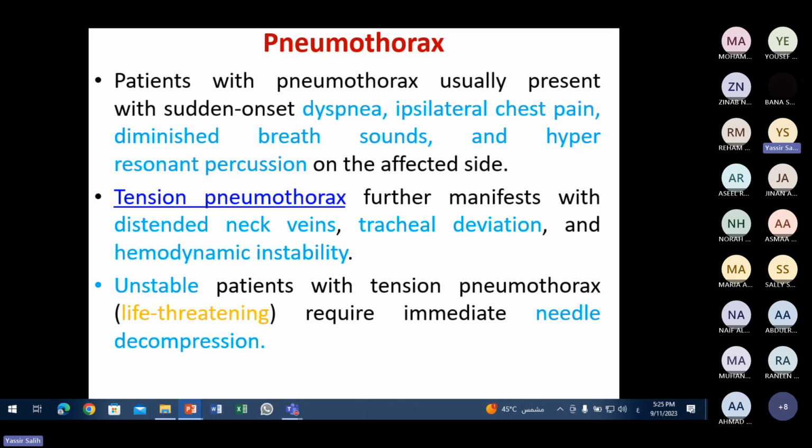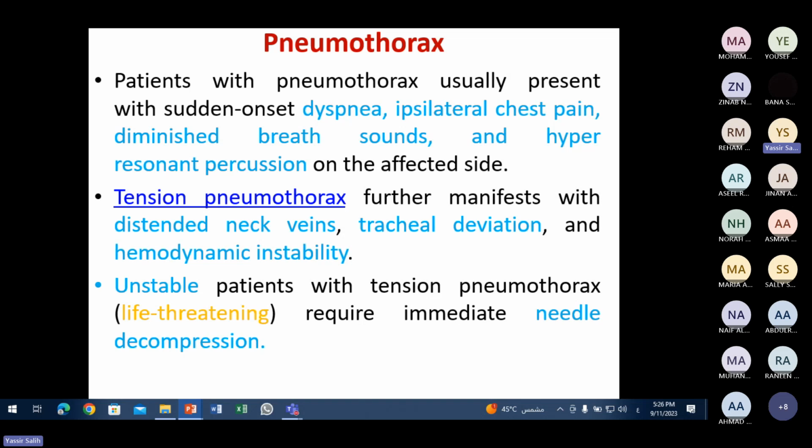Patients that present with pneumothorax usually present with sudden onset of dyspnea. There is ipsilateral chest pain, according to the side. If it is a right side pneumothorax, there will be right side chest pain. If it is in the left, the patient presents with left side chest pain. The patient presents with diminished breath sound on examination, and hyper resonant on percussion.